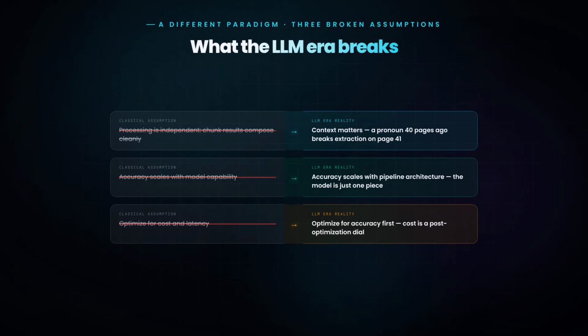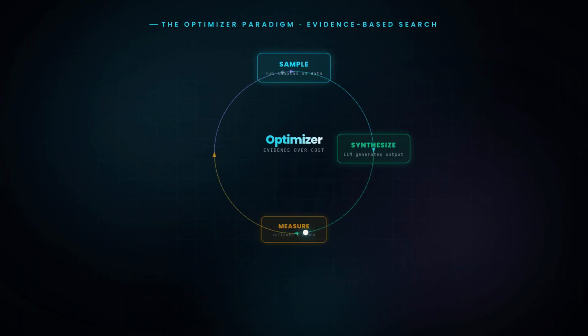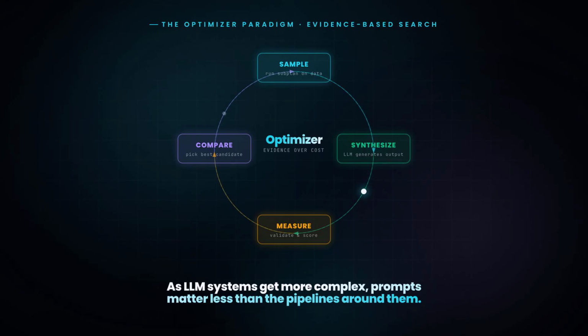DocETL operates in a regime where none of these hold. Physical parameters, fold batch size, chunk size, gather configuration, change the accuracy of the output, not just its speed. Different fold batch sizes produce genuinely different outputs. Chunks cannot always be processed independently. Losing context changes results. And subplan accuracy is not independent. The best strategy for Step 4 depends on what Step 3 produced.